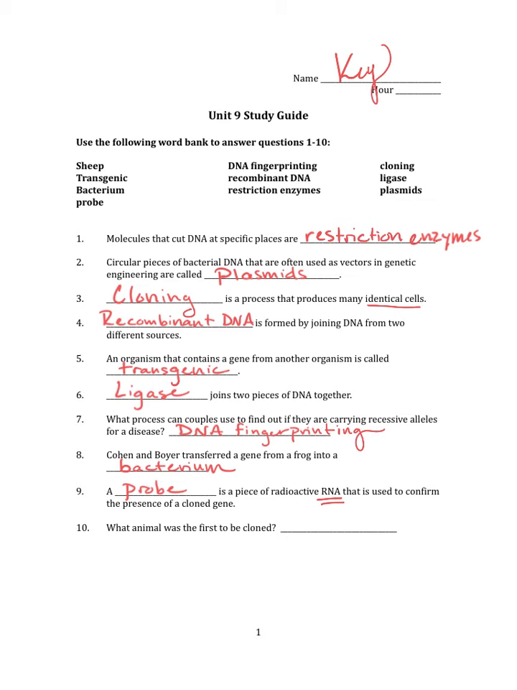Finally, on this page, number 10 says what animal was the first to be cloned. And if you remember, this was a sheep, and her name was Dolly.